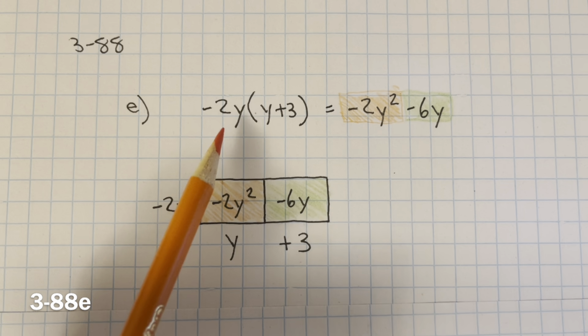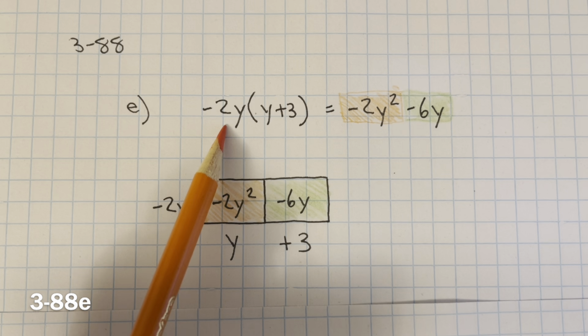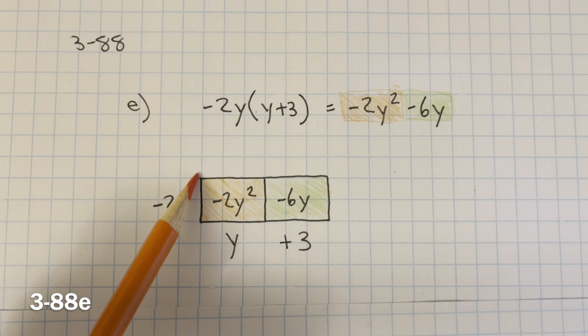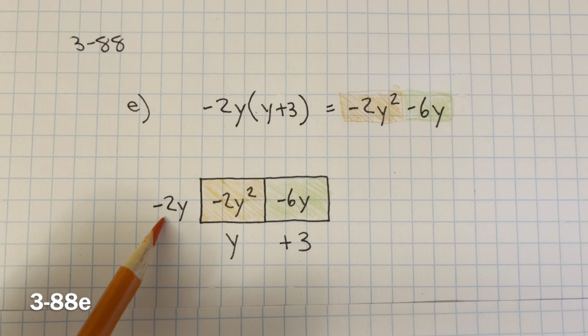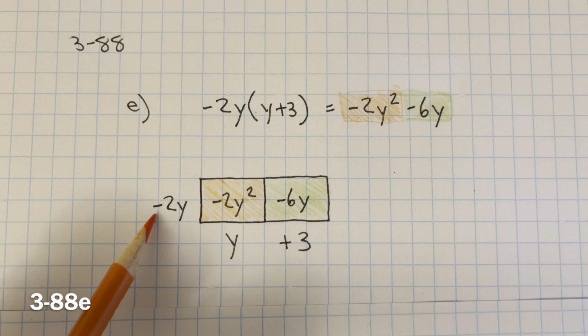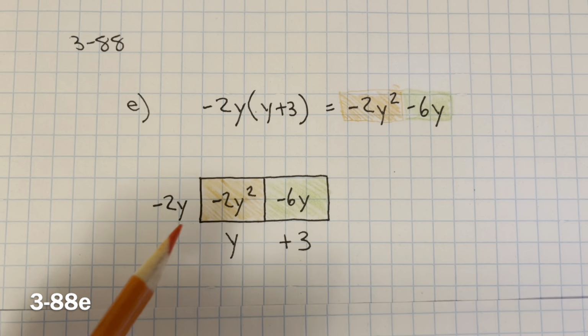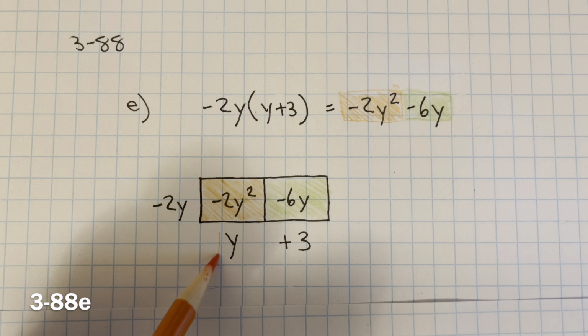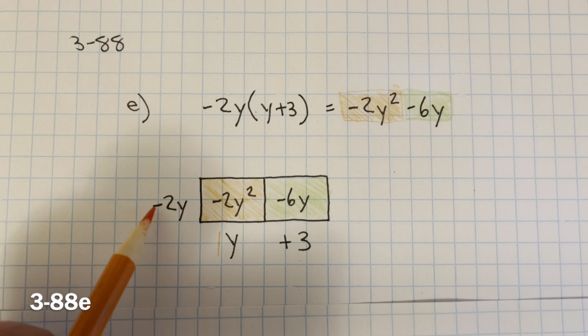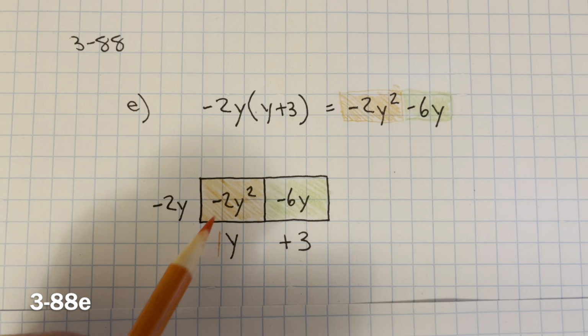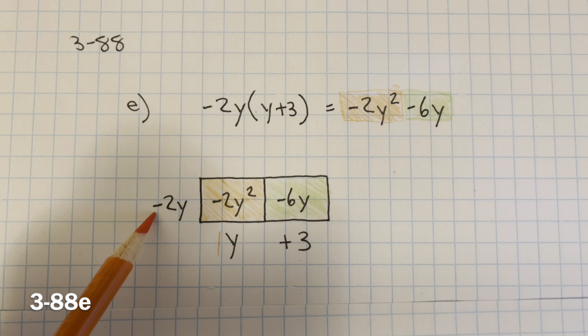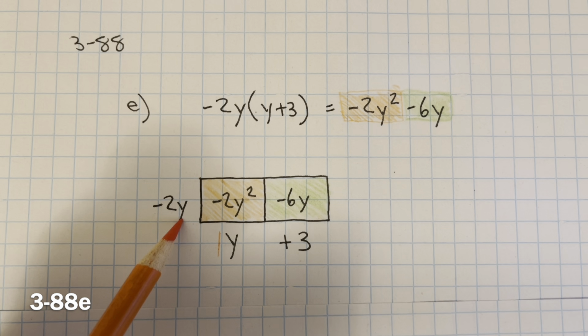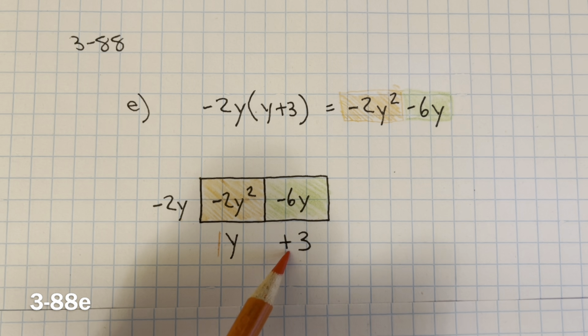388e, I have one term multiplied by two terms. So I need a 1 by 2 area model. And now I have negative 2y multiplied by y. And again, if you like to put a 1 here as a placeholder to remind you, this is negative 2 multiplied by 1, which is negative 2. Y multiplied by y is y squared. Then we have negative 2y multiplied by positive 3 equals negative 6y.